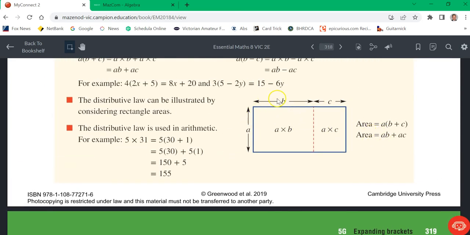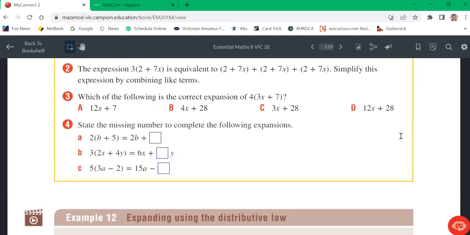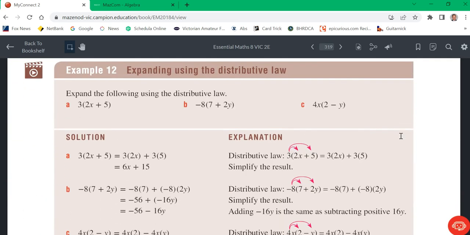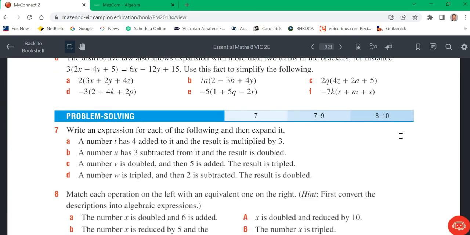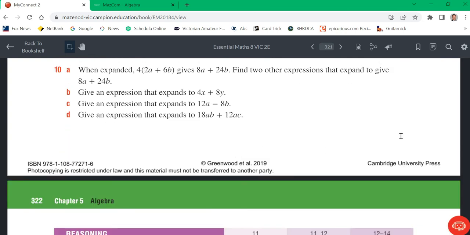See, because area is A times B, and then A times C for this one here. So we're going to have A times B for the area, and then A times C for the area. And of course, A is a common factor, so that becomes A bracket B plus C. The area equals AB plus AC. So that can be done that way. Again, get examples, especially if you're not too sure of how to do those, into your summary book.